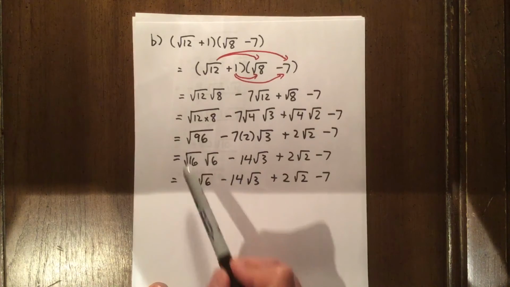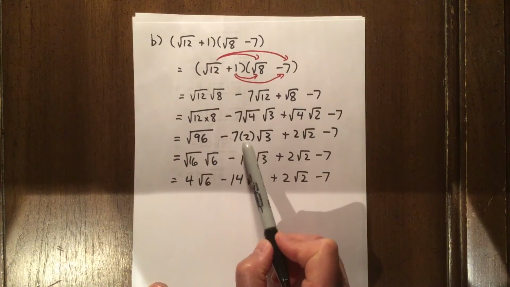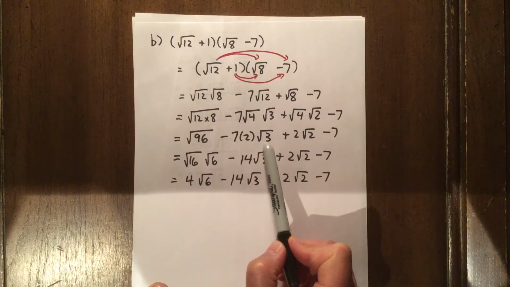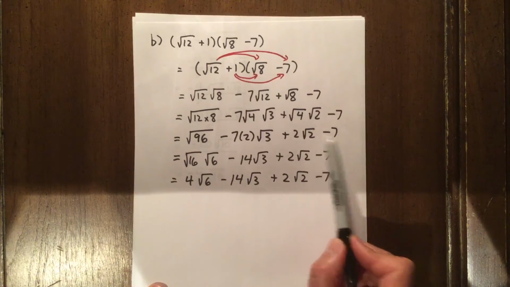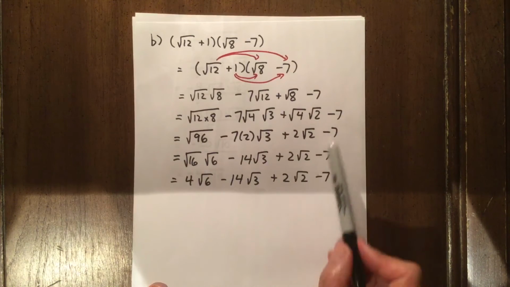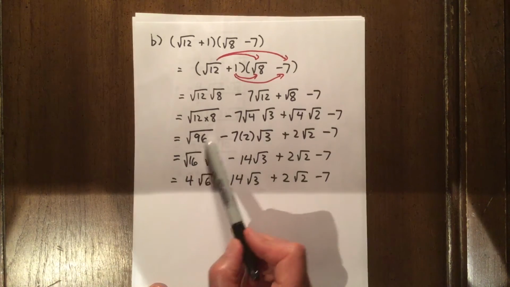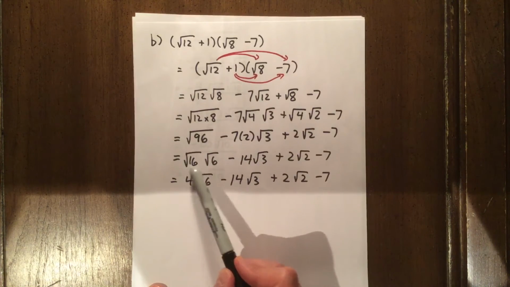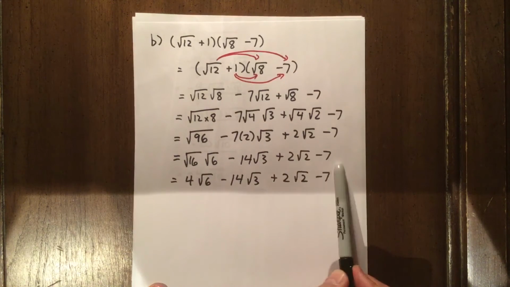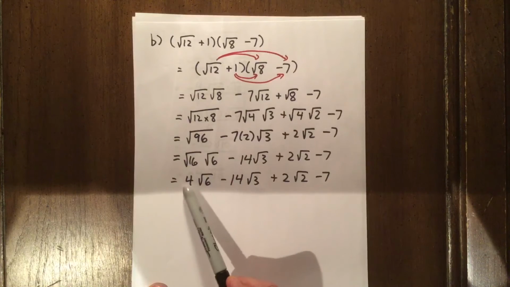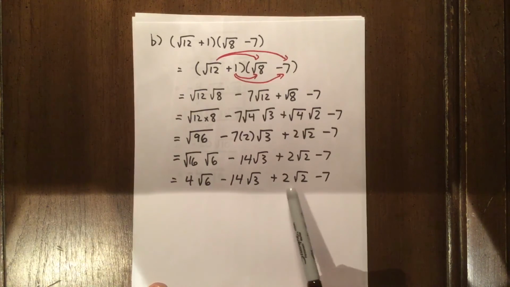This is root 96. The root 4 has become a 2, so I've got 7 times 2 times root 3. Root 4 has become a 2, so I've got 2 root 2, and I'm still subtracting 7. This can be simplified as root 16 root 6. 7 times 2 is 14, and I have these two terms remain the same. And finally, I have 4 root 6 minus 14 root 3 plus 2 root 2 minus 7.